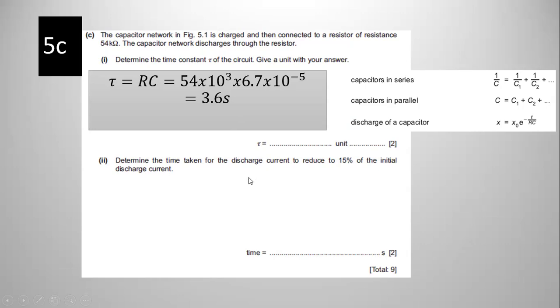Determine the time taken for the discharge current to reduce to 15% of the initial discharge current. Right, we're just using this formula. I is I naught e to the power of minus t over the time constant. Right, RC is the tau. Then we take the ln, take I naught down, take the ln, and this becomes minus t over RC. And this is given there. Right, ln 15%. 15% is 0.15.